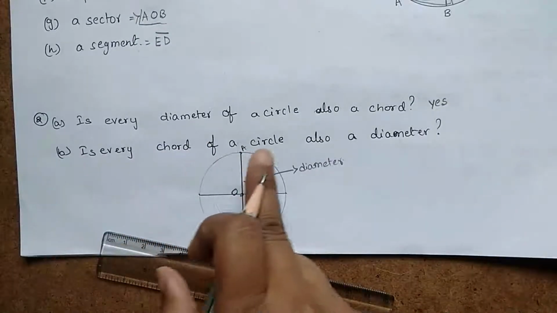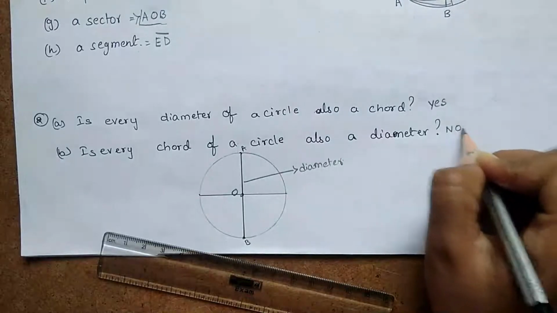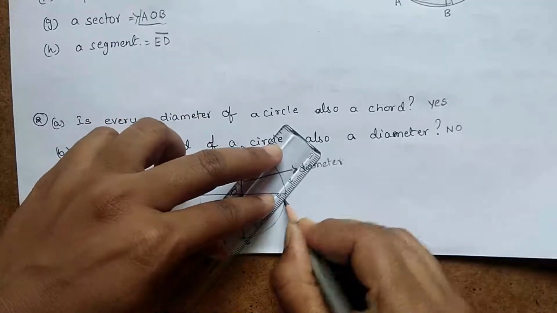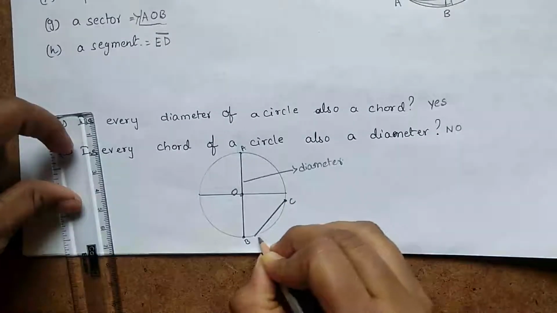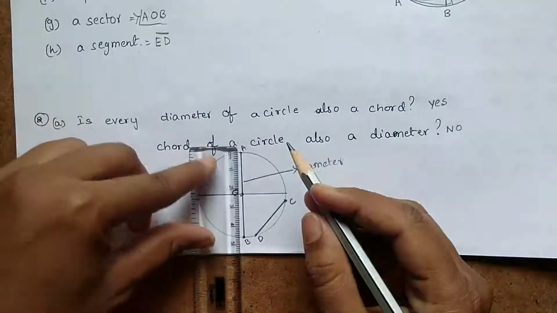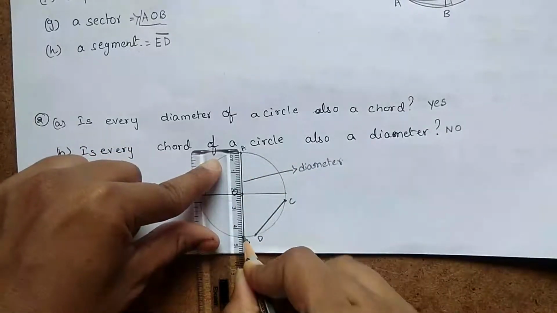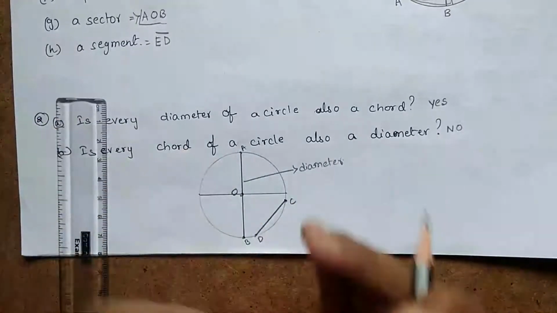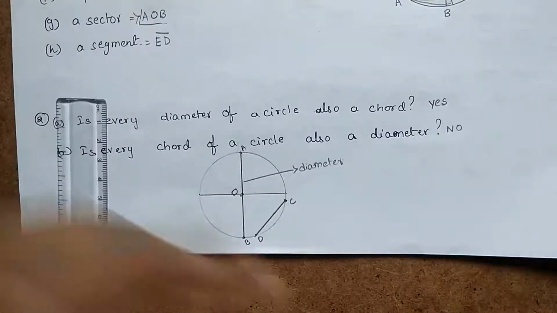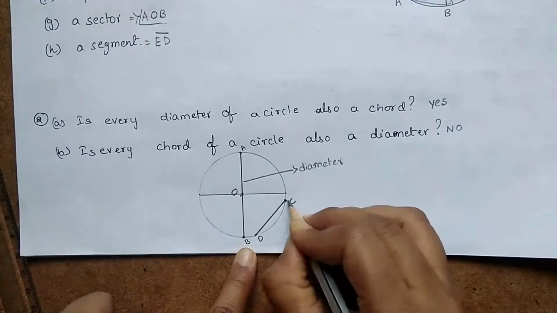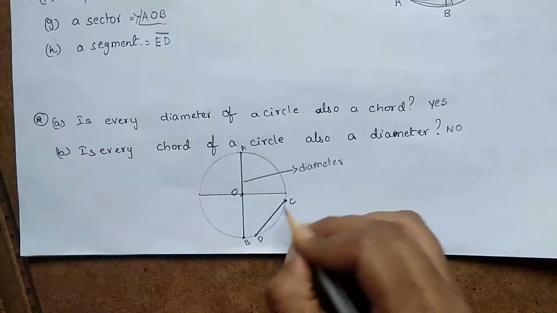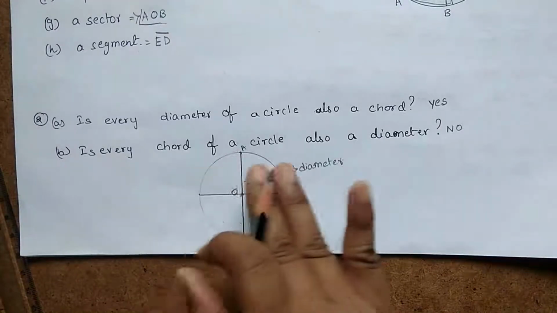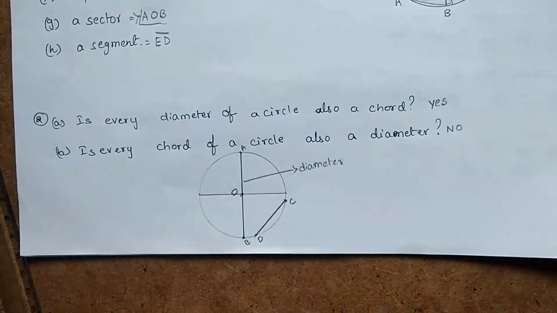But is every chord of a circle also a diameter? No. Why? Take a chord here, C D. For example, if you measure from here to here, this is 4.5, and if you measure here it is 2.5. So there is a difference in length. A chord is a line from one point to another point on the circumference. So every diameter of a circle is also a chord, but every chord of a circle is not a diameter. This is about the concept.